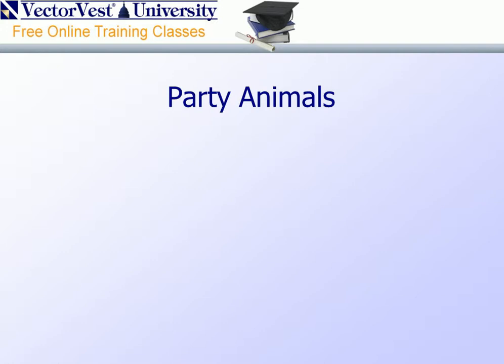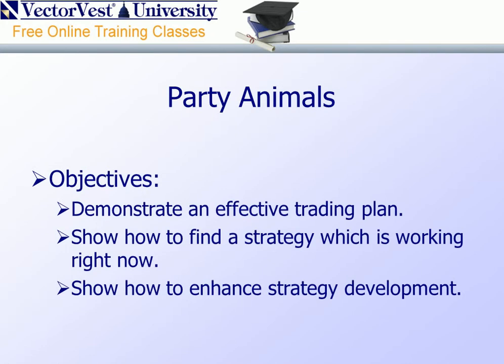Party Animals. We've got a few objectives today. The main objective is I want to make sure by the end of today's strategy, you had an effective trading plan to work with. I did have two other objectives for tonight's video. First off, I did want to show you how to find a strategy which is working well right now, and I wanted to show you the techniques to enhance that strategy development using the backtester and the auto tester.